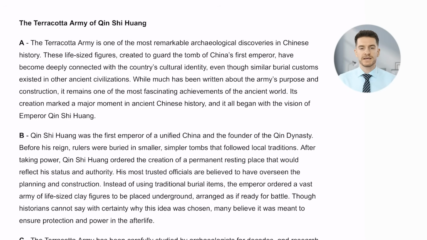All right, let's have a look at our reading passage 2. All right, so here is our reading passage 2. As you can see, it's called The Terracotta Army of Qin Shi Huang. Now, I hope I said that correctly. I can't say I'm fluent in Chinese.